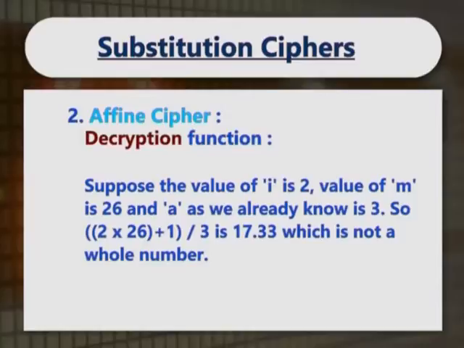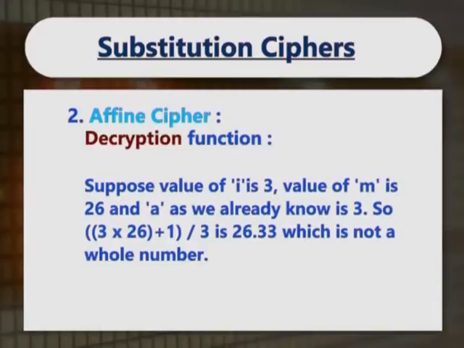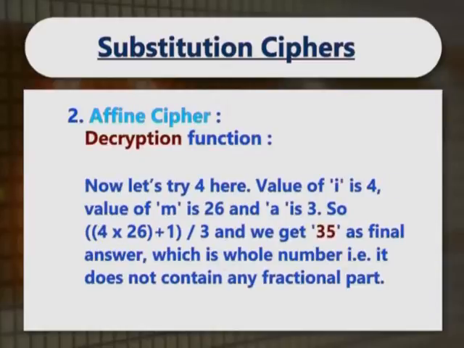Now, let us try 3. The value of I is 3, the value of m is 26, and A, as we already know, is 3. So, 3 multiplied by 26 plus 1, divided by 3, is 26.33, which is not a whole number. So, 3 does not work here. Now, let us try 4 here. The value of I is 4, the value of m is 26, and A is 3. So, 4 into 26 plus 1 divided by 3, and we get 35 as the final answer, which is a whole number, that is, it does not contain any fractional part. Now, we have the multiplicative inverse.